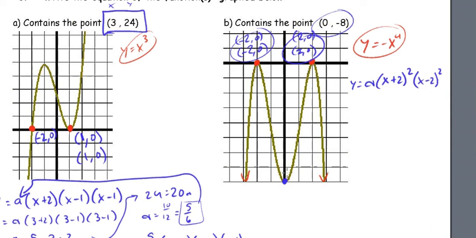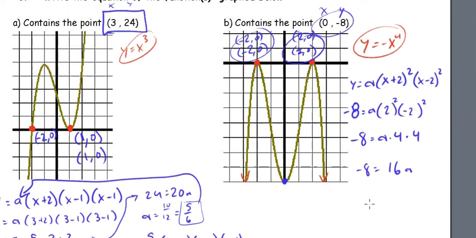I'm given this point that it goes through, 0, negative 8, so I'm told the y-intercept. And we've got negative 8, our y value, is equal to a times, and I'm just going to do these in my head right now. So 0 is my x value, 0 plus 2 is 2 squared, and 0 minus 2 is negative 2 squared. So negative 8 equals a times 4 times, well, that's also 4. Negative 8 equals 16a. Divide each side by 16, and a equals negative 1/2.